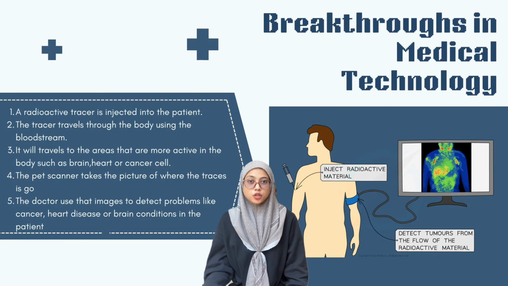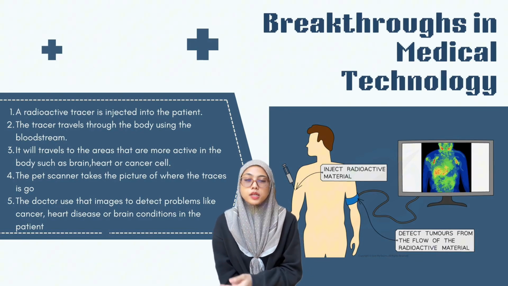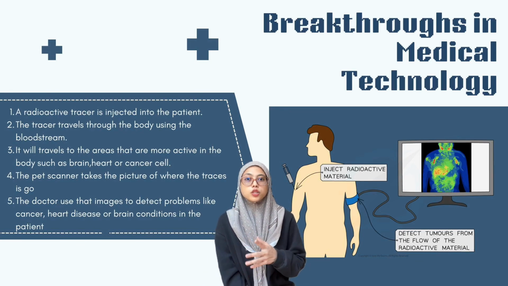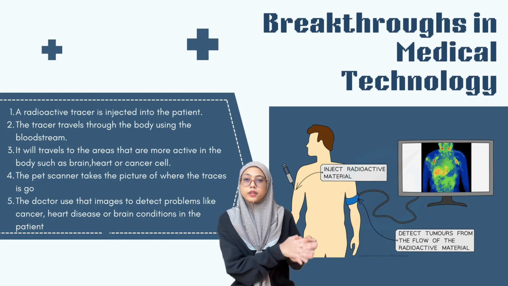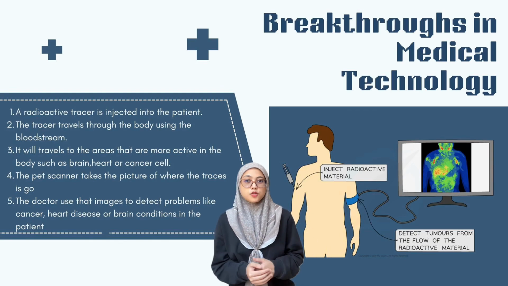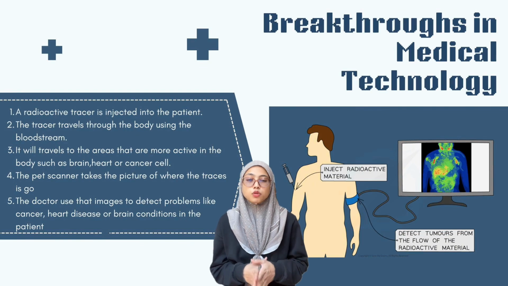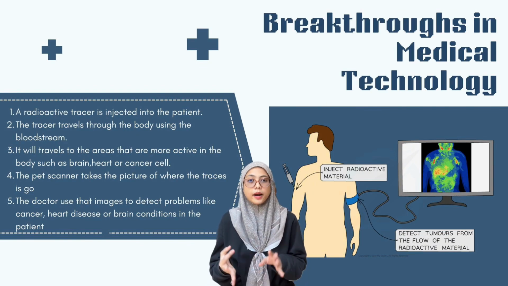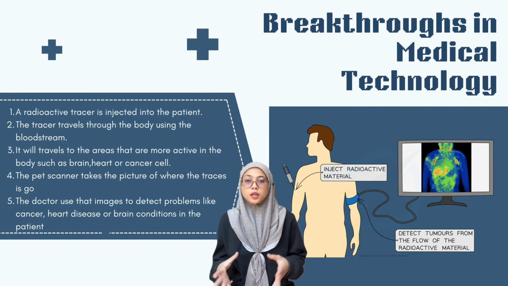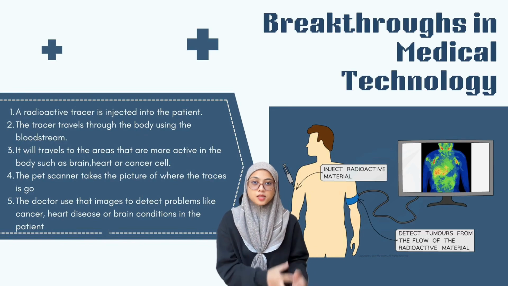The PET machine then takes a picture of where the tracer goes. This picture shows which parts of the body are using more energy or are more active. The doctor uses this image to help find problems like cancer, heart issues or brain disorders, even before a person feels sick.